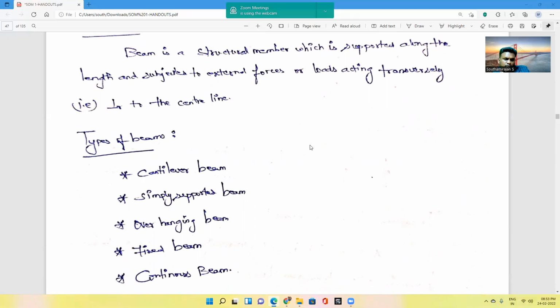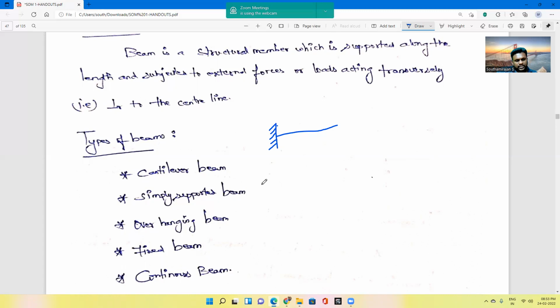With the help of support conditions, the beam gets different names. A cantilever beam is one where one end is fixed and the other end is free. So in a cantilever beam, one end will be fixed and the other end will be totally free. That type of beam is represented as a cantilever beam.